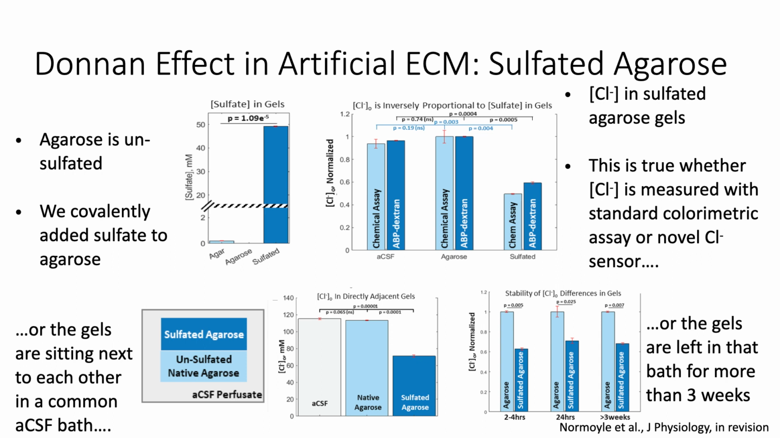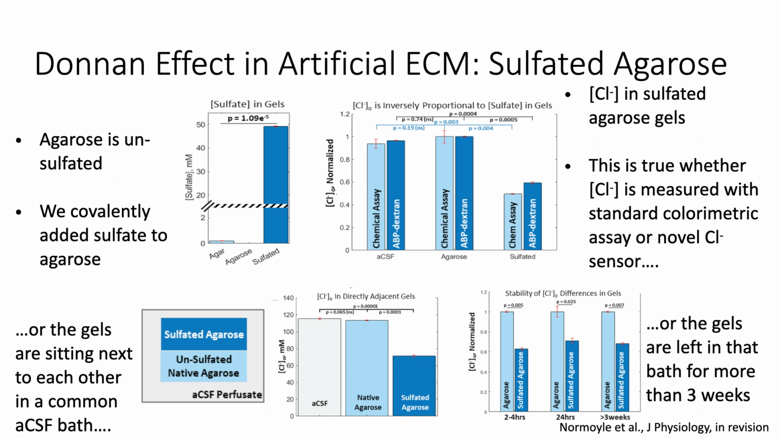And then we demonstrated that chloride is actually excluded from these sulfated gels. So you can see that the concentration of chloride is going to be inversely proportional to the concentration of sulfate in the gels. Here's the ACSF bath, regular agarose gel. There's no difference. And then whether we're measuring with a chemical colorimetric assay or with ABP dextran, which I haven't actually introduced yet, our new fluorescent indicator, we find that there is significantly less chloride within the gel.